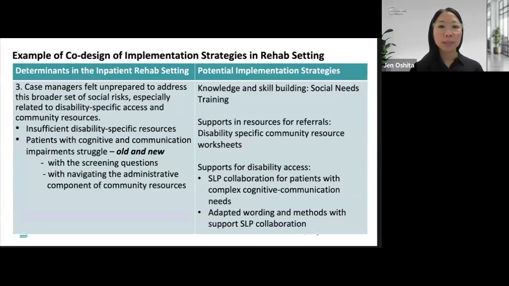And then supports for disability access, other supports to provide communication accessibility of the screening, as well as the addressing of unmet needs through community resources. One was potential SLP collaboration for patients with these more complex cognitive communication needs, as well as thinking about how to adapt wording and administration methods, and maybe again collaborating with SLP to create these in more systematic ways so that all case managers can have access to these resources.